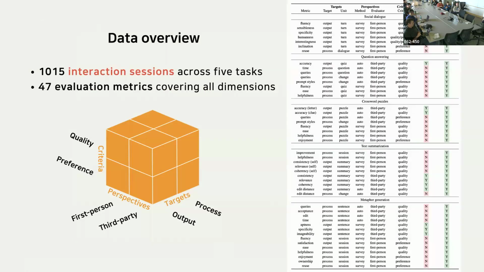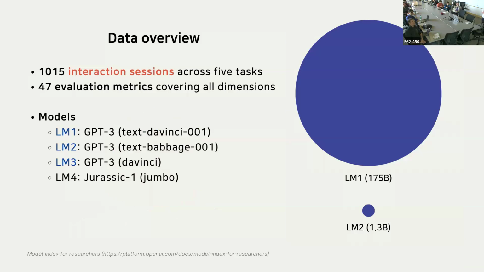Okay, so with that cube and 5 tasks, we collected over 1,000 interaction sessions across 5 tasks, and we designed 47 evaluation metrics covering all these dimensions like the 2x2x2 cube. And we compared 4 models. You don't have to know details about these models. I'm going to mainly compare language model 1 and 2, and the main difference between these 2 models is the size. Language model 1 is 100 times bigger, and usually the bigger, the better the performance.